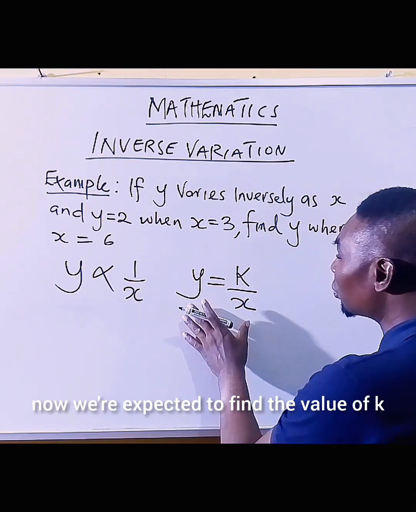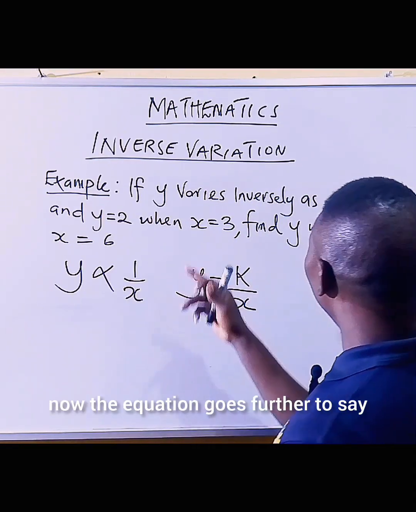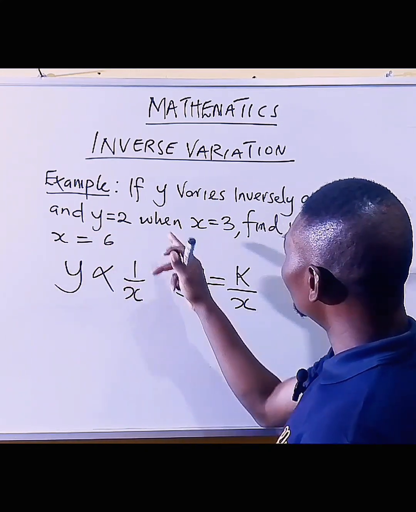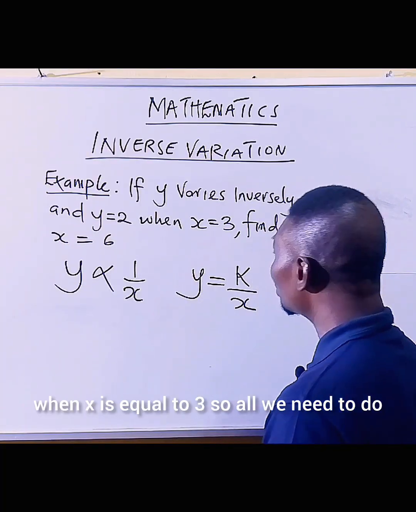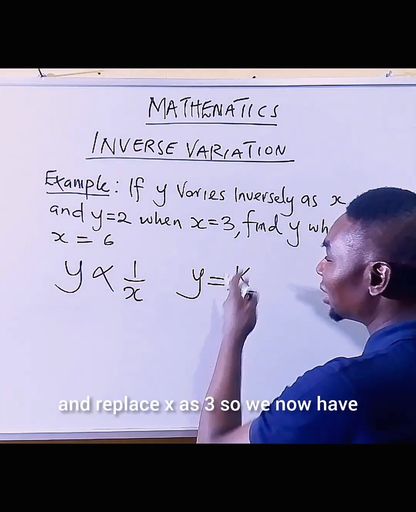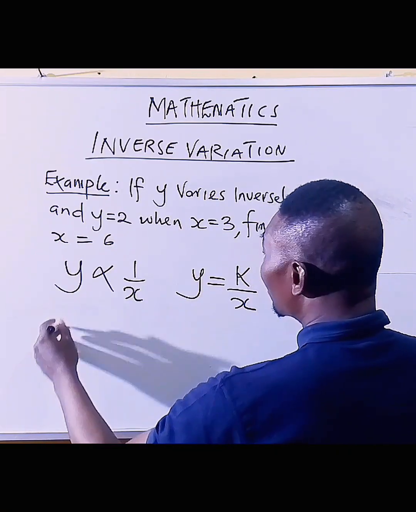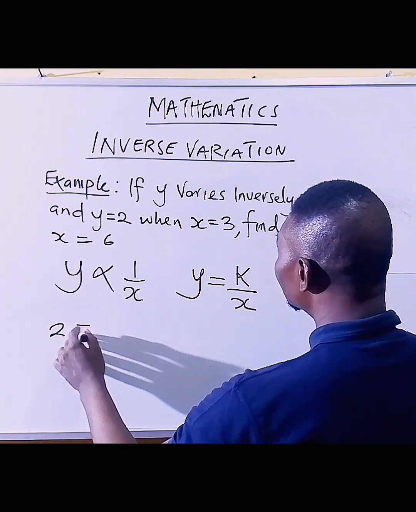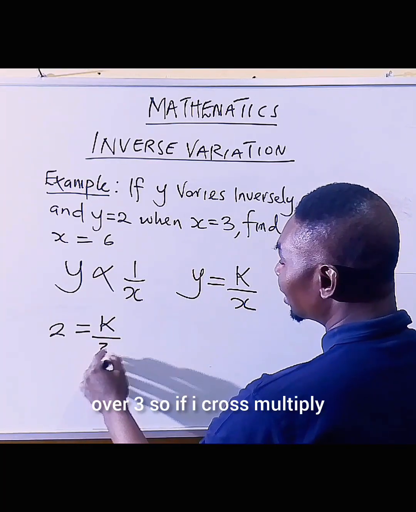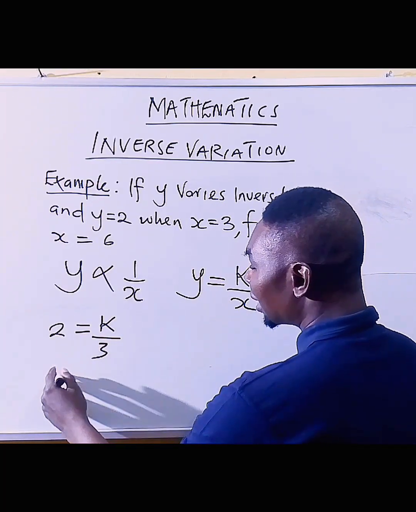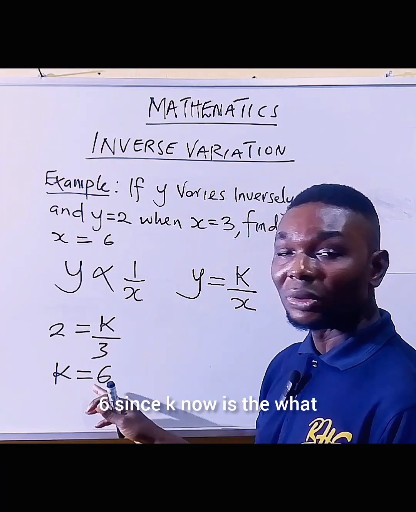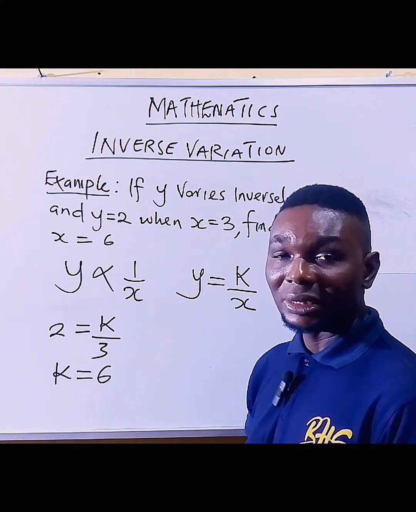Now, we're expected to find the value of k. The question goes further to say y is equal to 2 when x is equal to 3. So all we need to do is replace y with 2 and replace x with 3. So we now have y, which is 2, is equal to k over 3. If I cross multiply, k will be equal to 6. This k is the constant of proportionality.